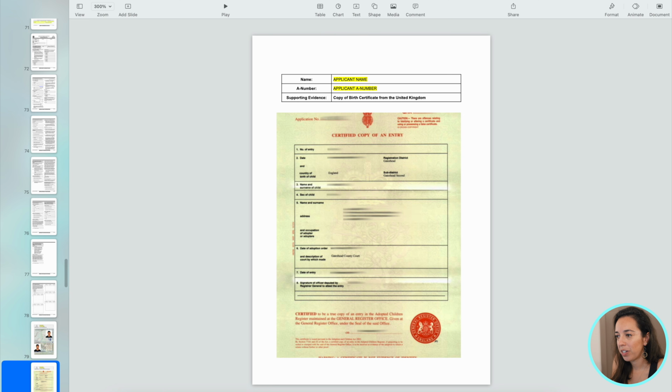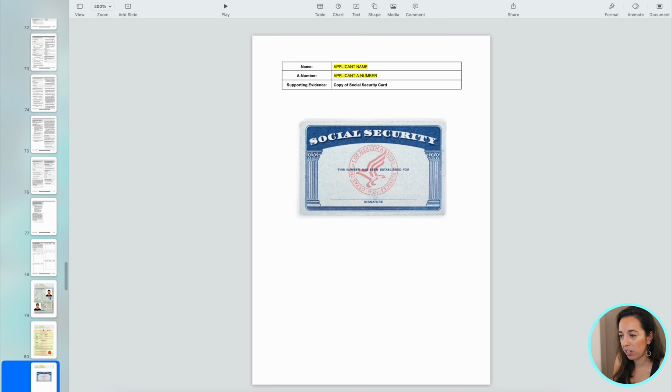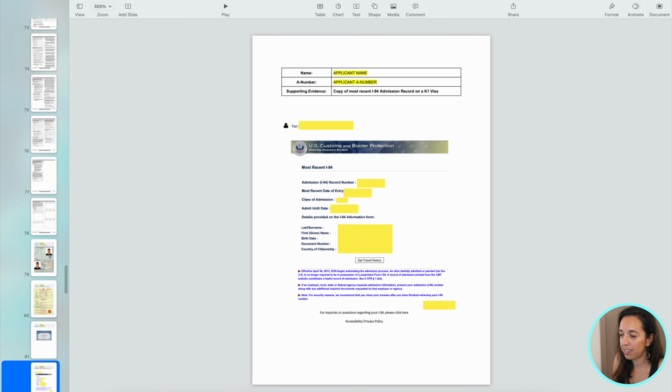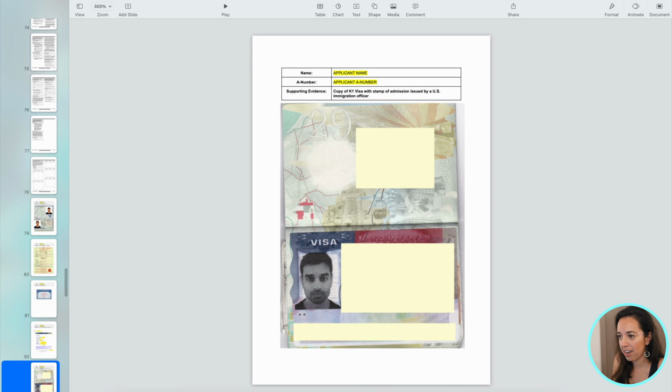Then you'll need to include a copy of the applicant's birth certificate. We then included my husband's Social Security card. Of course, you may not have applied for this yet, so you don't need to include this if you haven't. Next is a copy of his I-94 record of entering on a K-1 visa. And then a copy of his K-1 visa with the stamp of admission.